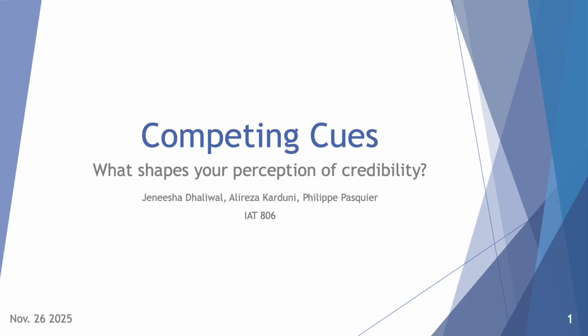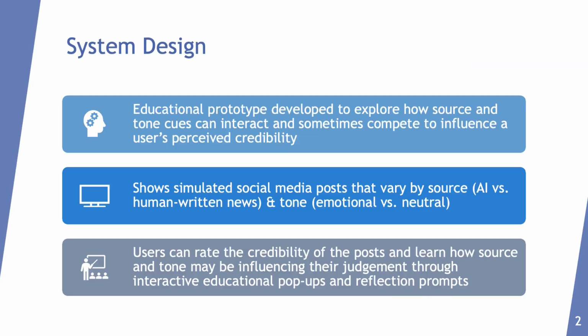My project is called Competing Cues, and the main question it asks is what shapes your perception of credibility? In terms of system design, it's an educational prototype developed to explore how surface-level cues, such as source and tone, can interact and sometimes compete to influence judgment. Users will be shown simulated social media posts that vary by source, either written by AI or a human, and tone, either using emotional or neutral language.